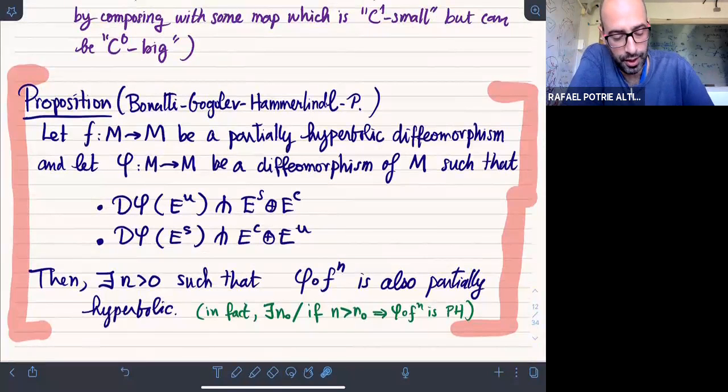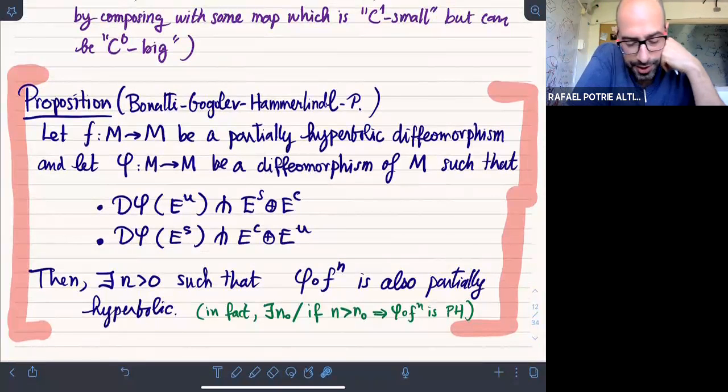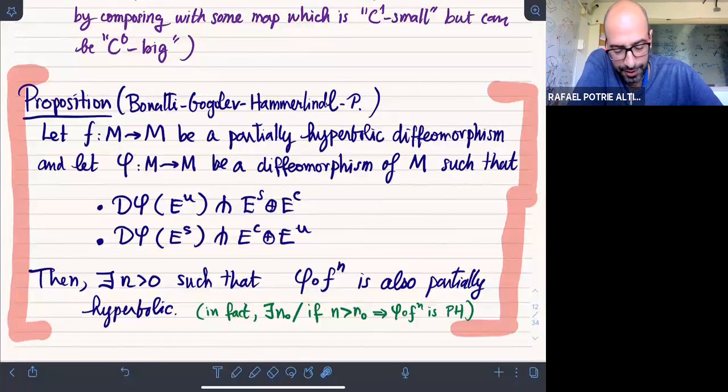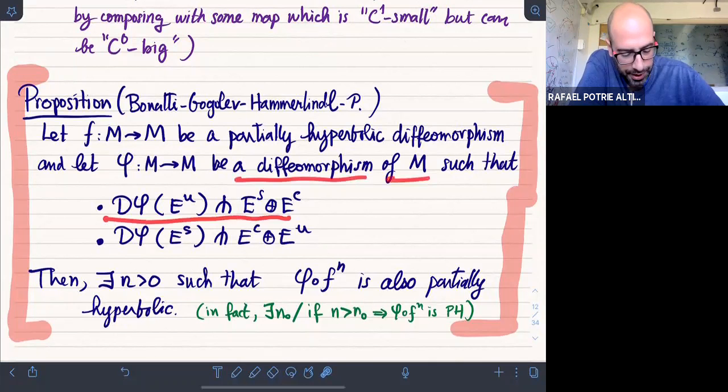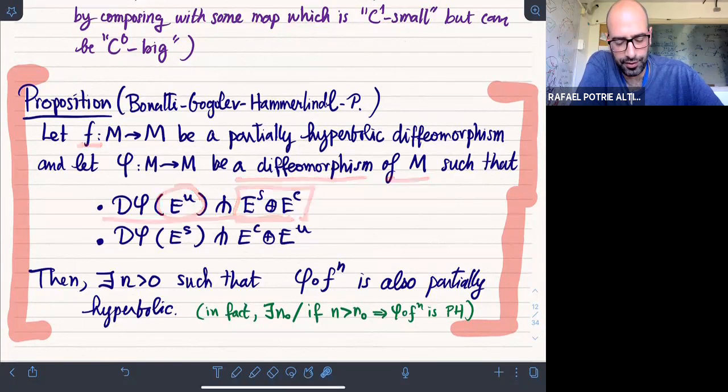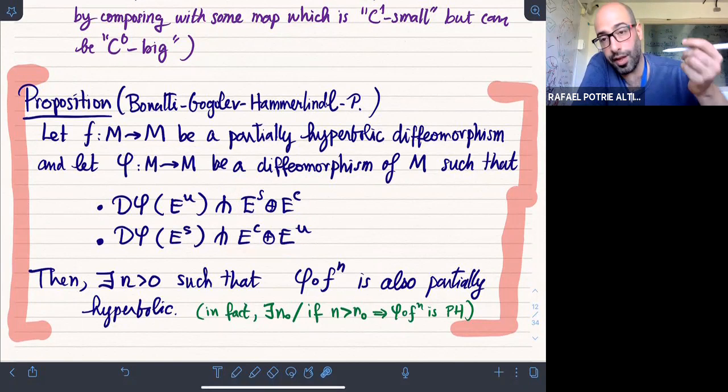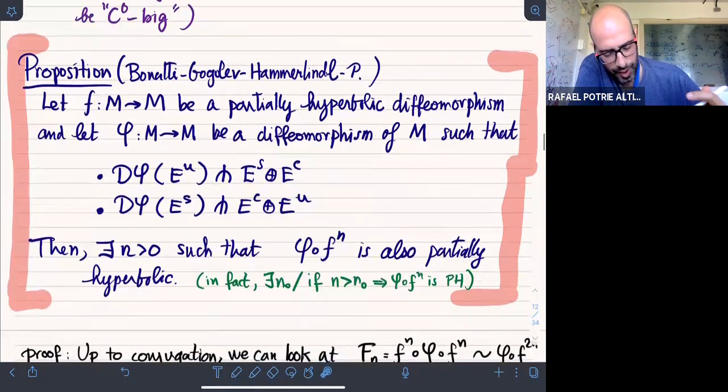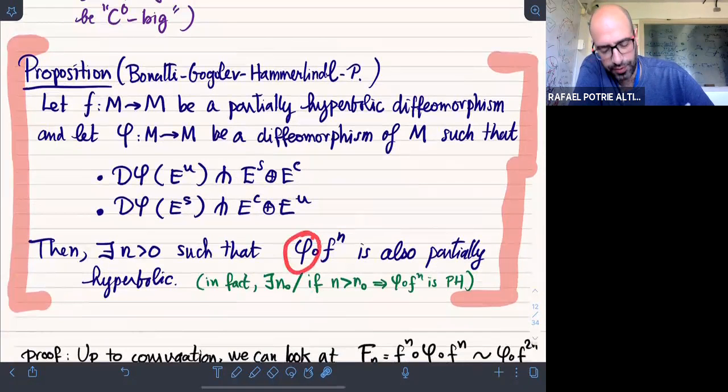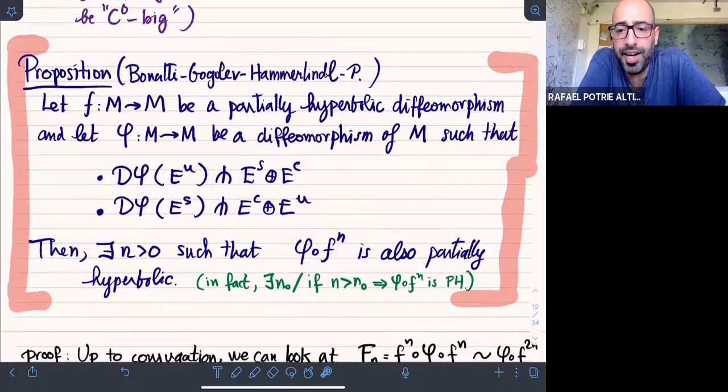Okay, and this is a general principle, and one very easy to prove proposition, but it's an important remark in our work with Bonatti, Gogolev, and Hammerlindl, is that if you have a partially hyperbolic diffeomorphism and you have a diffeomorphism of the manifold, which sends the unstable direction of F transversally to the center stable direction and the stable direction of F transverse to the center unstable direction, then by composing with phi, which may be a very large map, the composition is still partially hyperbolic.